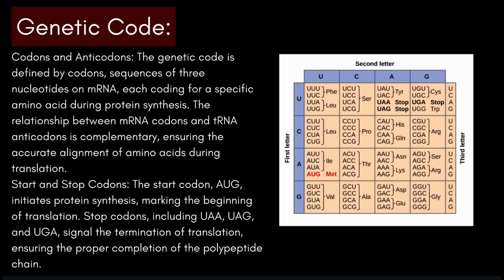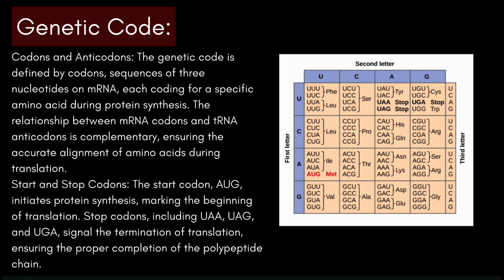Genetic code, codons and anticodons. The genetic code is defined by codons, sequences of 3 nucleotides on mRNA, each coding for a specific amino acid during protein synthesis. The relationship between mRNA codons and tRNA anticodons is complementary, ensuring the accurate alignment of amino acids during translation. The start and stop codons.